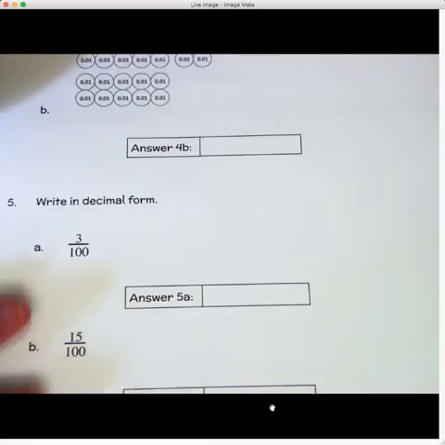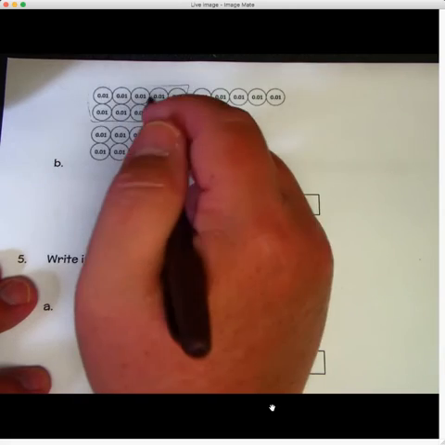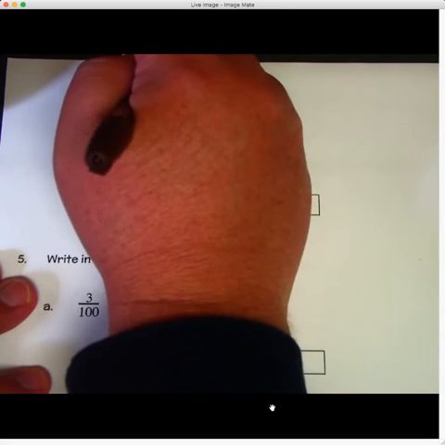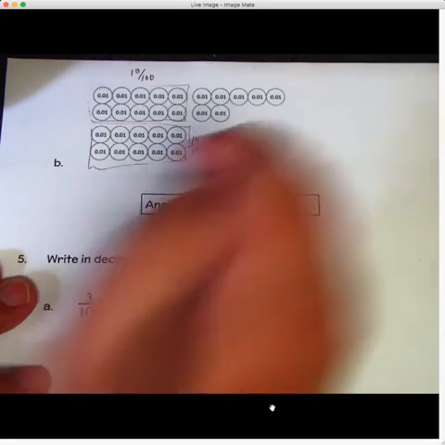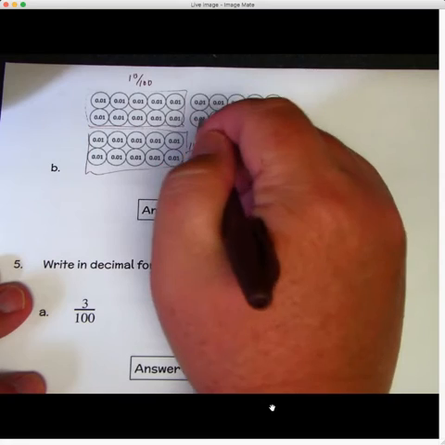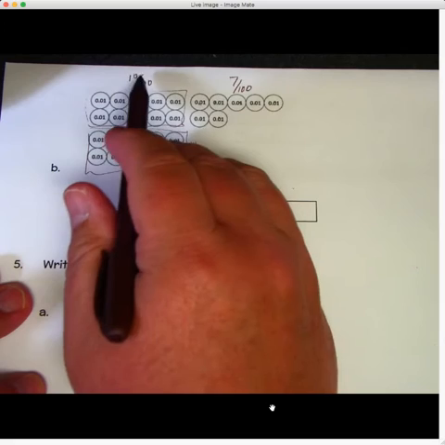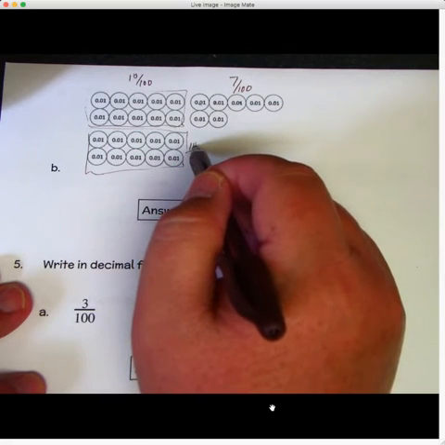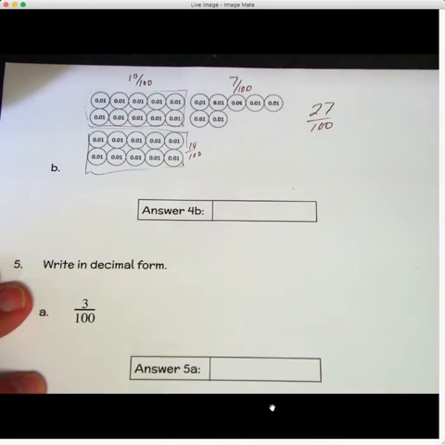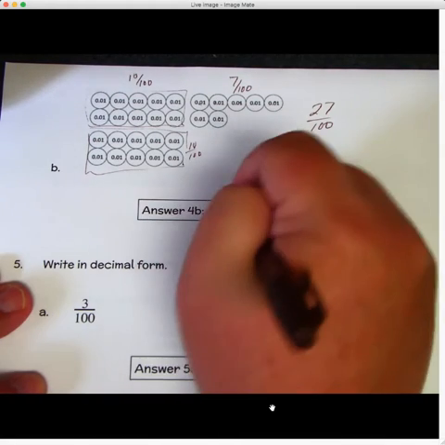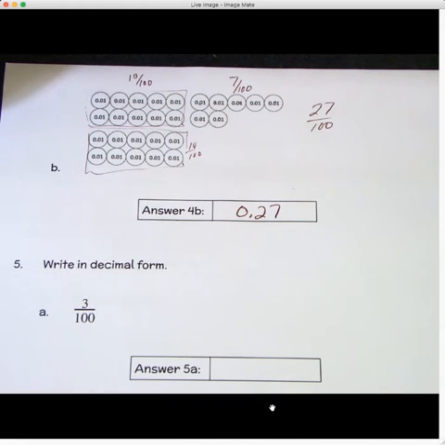All right. This time we've got, and we know these are groups of 10. So here's 10. There's 10 hundredths. Here's another group of 10. There's 10 hundredths. And then 1, 2, 3, 4, 5, 6, 7 hundredths. So altogether I have 10 plus 10 is 20 plus 7. So I have 27 hundredths. But we've got to write it in decimal form. Looks like that. 27 hundredths. That's easy.